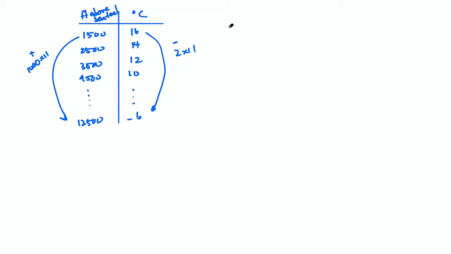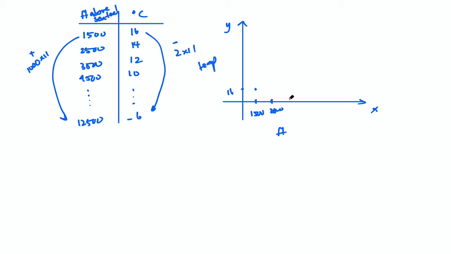So if I were to graph this, very roughly, this is going to be my x and y. I will make it so that this is the feet and this is the temperature. We're going to start at 1500. So let's say this is 1500, and on the y-axis, the temperature will be 16 degrees. So let's say it's something like this. This is the starting point. We're going to increase by 1000, so that's 2500. Then we have 3500, and so on all the way till 12,500.